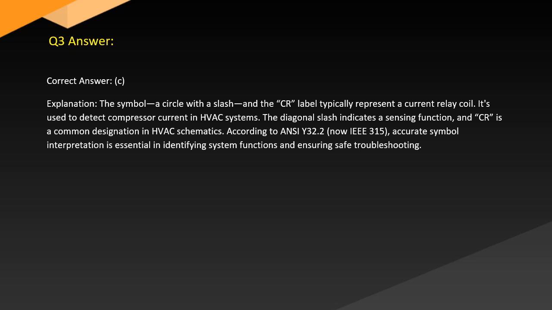Answer. Correct answer: C. Explanation. The symbol, a circle with slash, and the SAR label typically represent a current relay coil. It's used to detect compressor current in HVAC systems. The diagonal slash indicates a sensing function, and so is a common designation in HVAC schematics. According to ANSI Y32.2, now E315, accurate symbol interpretation is essential in identifying system functions and ensuring proper troubleshooting.